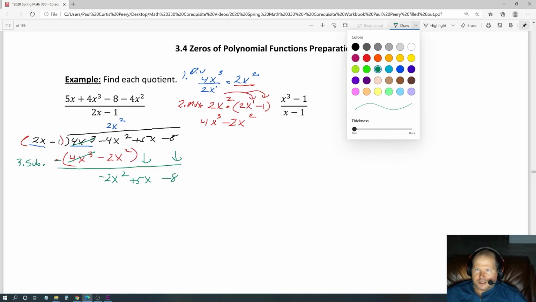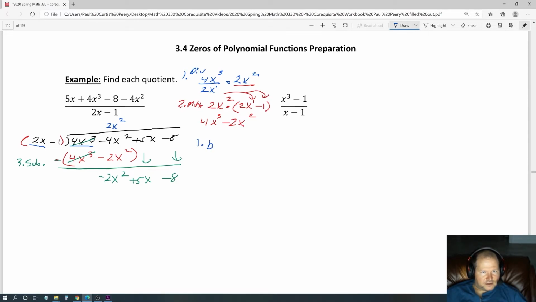Now we have to keep going, so I'm going to do the first step again, which is division. We take this first term, negative 2x squared, and divide it by the 2x. A negative divided by a positive is a negative, and the 2's cancel out. X squared divided by x is just x. So we end up with negative x, and I put the result up here.